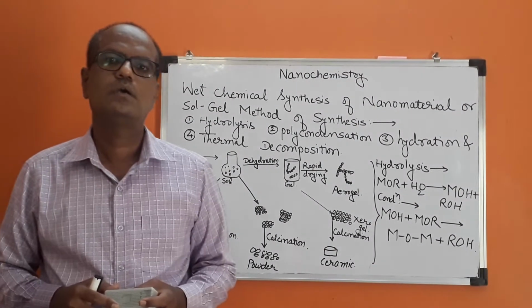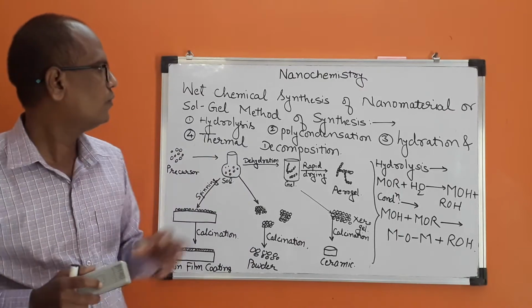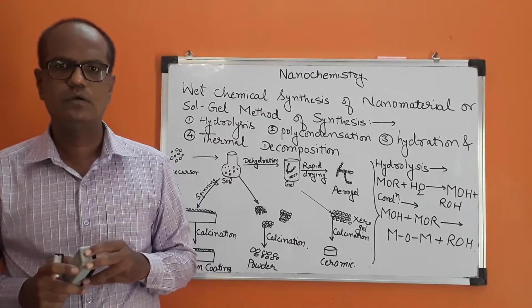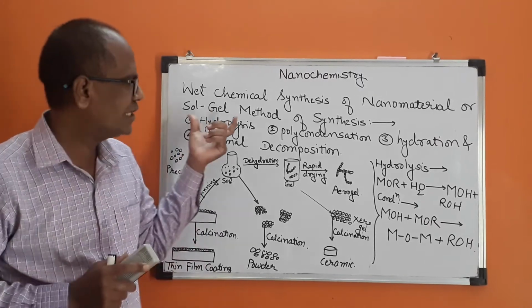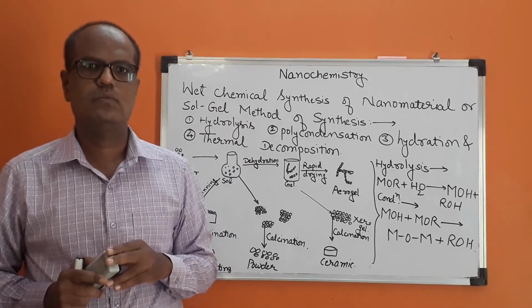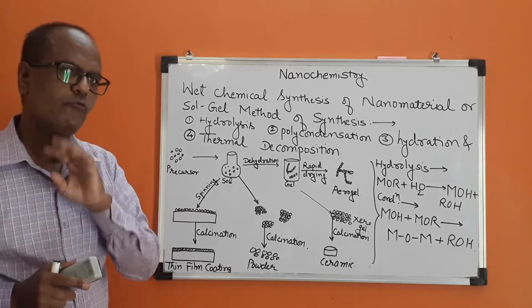Now, in today's lecture, we are going into details of chemical synthesis of nanomaterial. This method is also known as the Sol-Gel method. It is popularly known as the Sol-Gel method. In this method, there are a total of 4 steps.